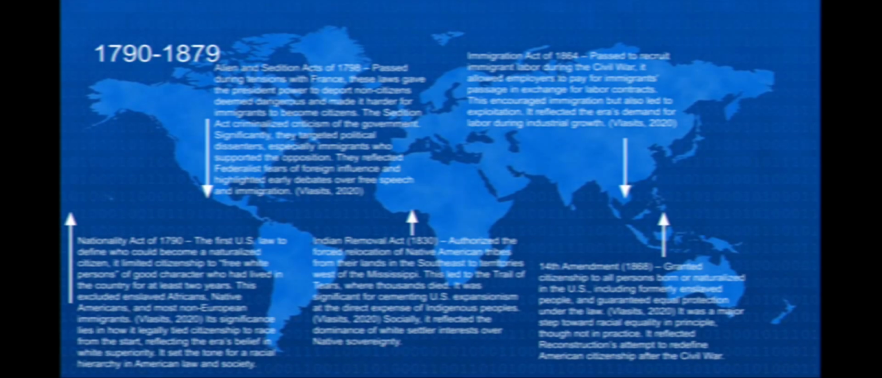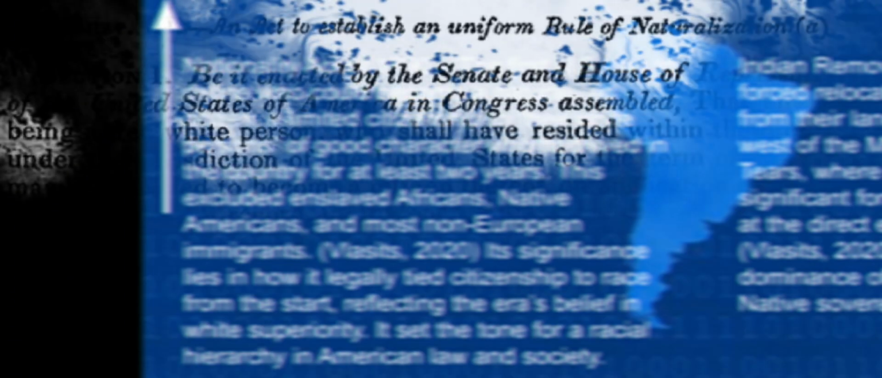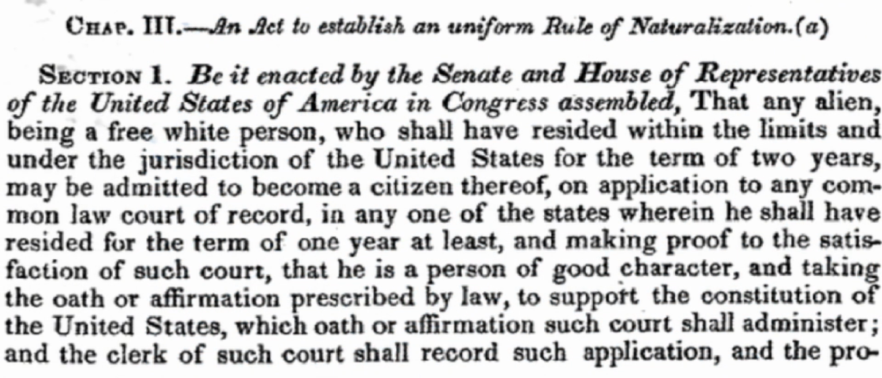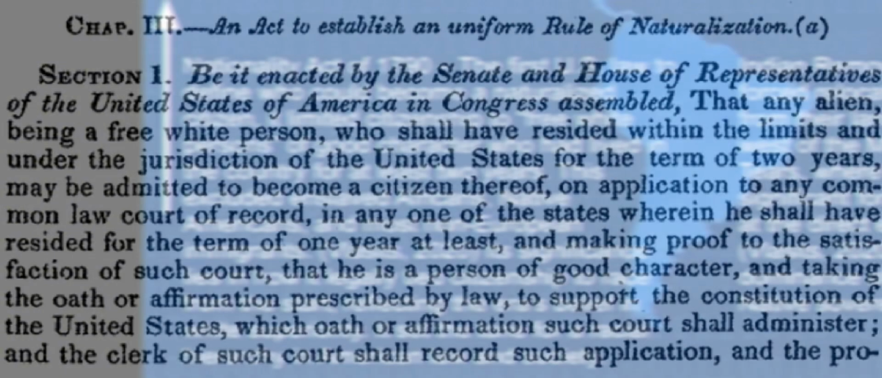My first event is from the timeline 1790 to 1879, and I'll be discussing the Nationality Act of 1790. It is the first U.S. law to define who would become a naturalized citizen. This excluded enslaved Africans, Native Americans, and most non-European immigrants. The reason I chose this event was because it was one of the first ones that happened, from what I remember, and it set a tone for a racial hierarchy in American law and society. I chose it because it was the beginning. It was the one I wanted to start off with.